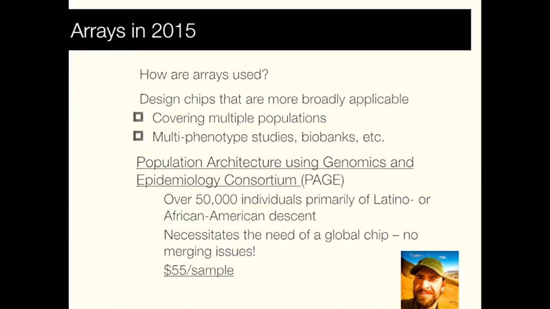This is Chris Ganu, who's sort of led this project for us. PAGE is funded by NHGRI. The goal is to genotype 50,000 people. And in a good strong arm negotiation with Illumina, we got this down to $55 a sample, with the ability for us to help design what that array would look like.